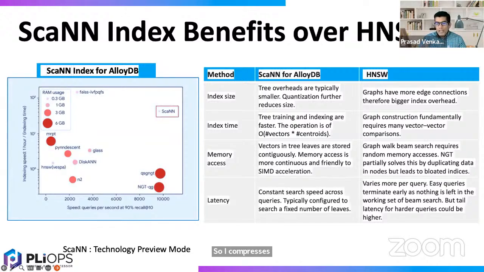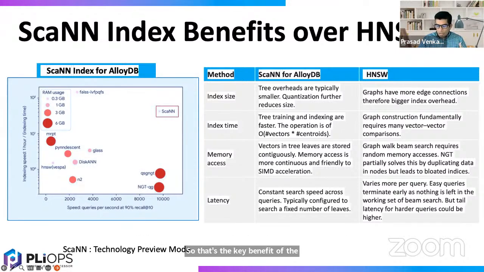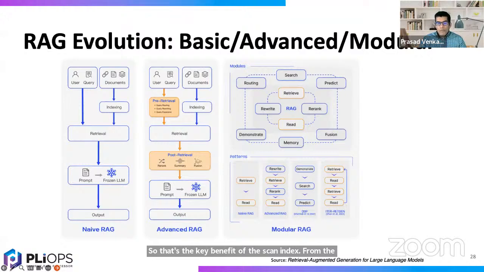Thereby the index creation time is much quicker, almost 8x faster, and the memory consumption is reduced by around 3 to 4x compared to HNSW. The other aspect is that query performance is 3 to 4x faster. So that's the key benefit of the ScaNN indexes from Google. Now, the other aspect that will help improve accuracy is going from naive RAG to advanced RAG to modular RAG.